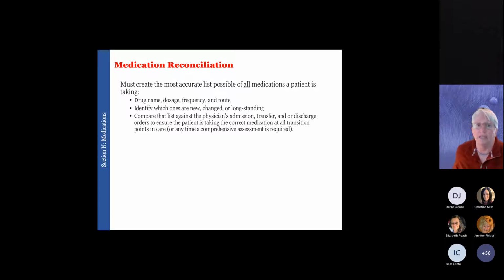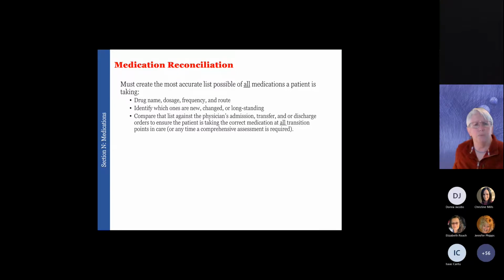Which is basically anytime a comprehensive assessment is required, we should definitely be doing med reconciliation, we meaning clinicians. But of course, anytime a new med is introduced in the home, they should also be doing med reconciliation. So it really is an ongoing process from day one on. It's not a one and done thing.